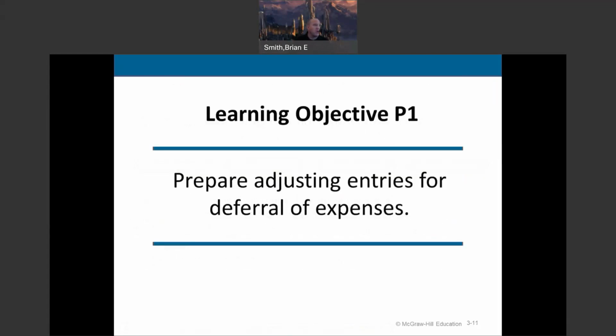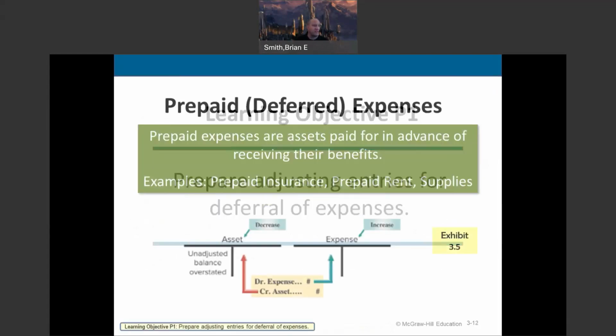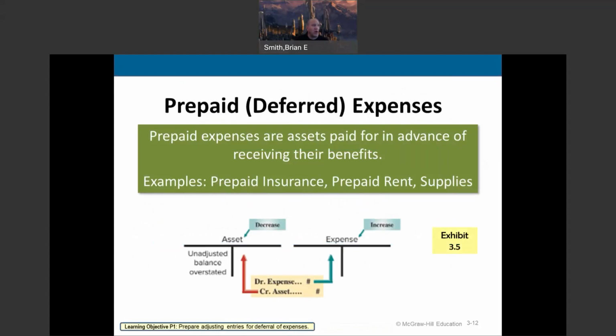Here we go. We're going to start with the deferral of expenses. So, in other words, we have purchased some expenses in advance. These are deferred expenses, right? We're deferring these expenses to later on, meaning we've paid for them today, but we're going to use them up as we go along. These are all the prepaid types of expenses.